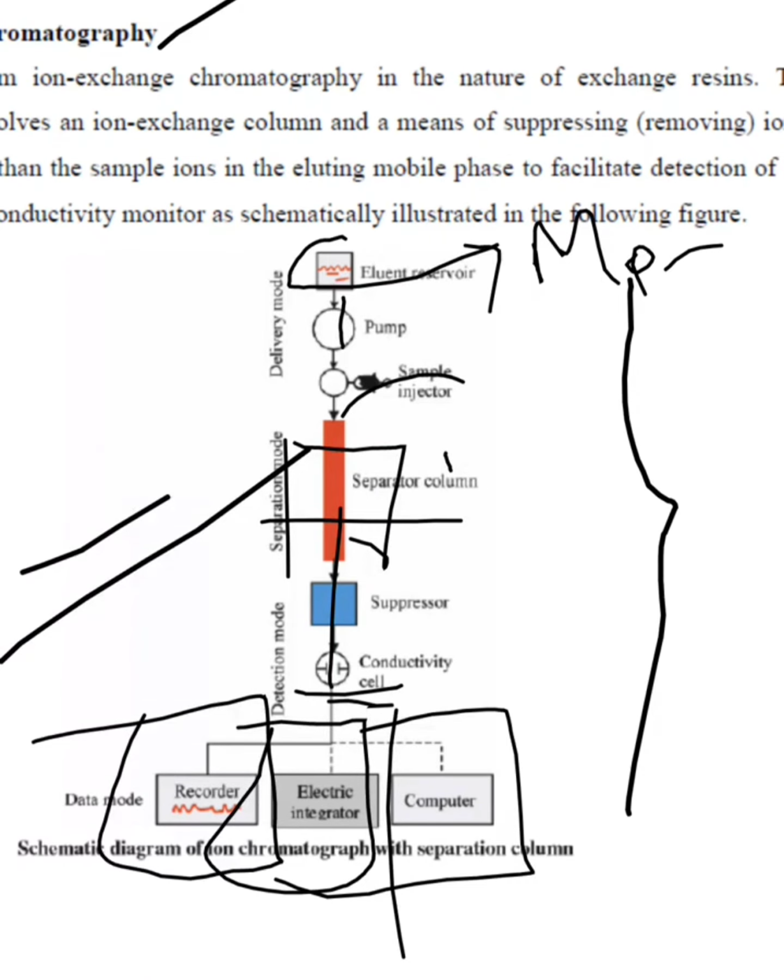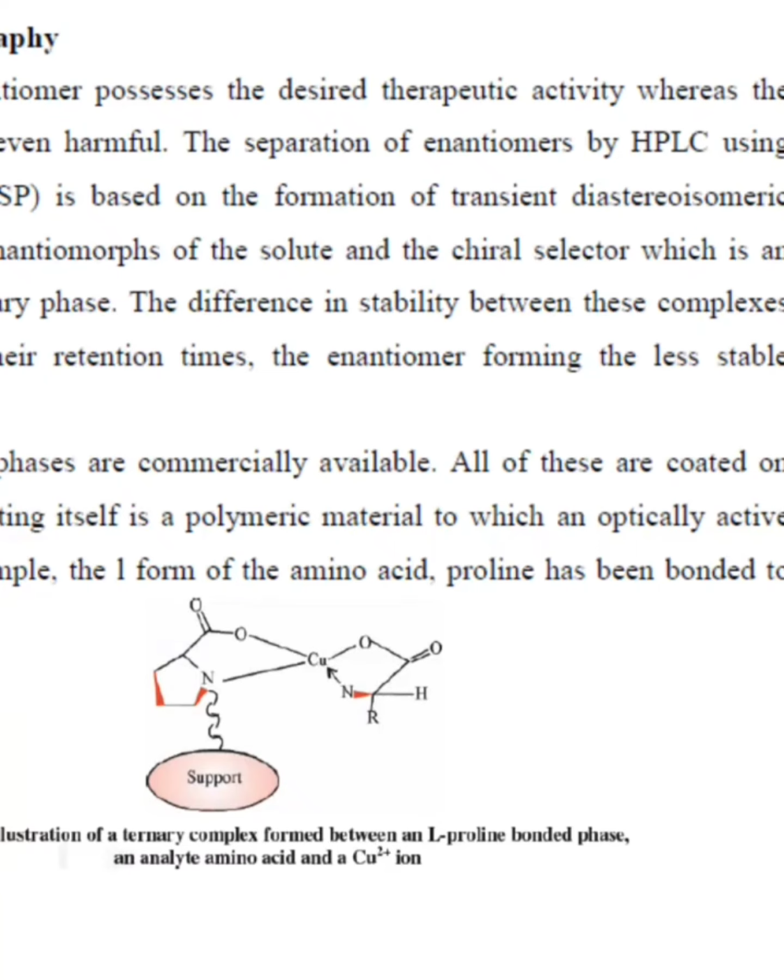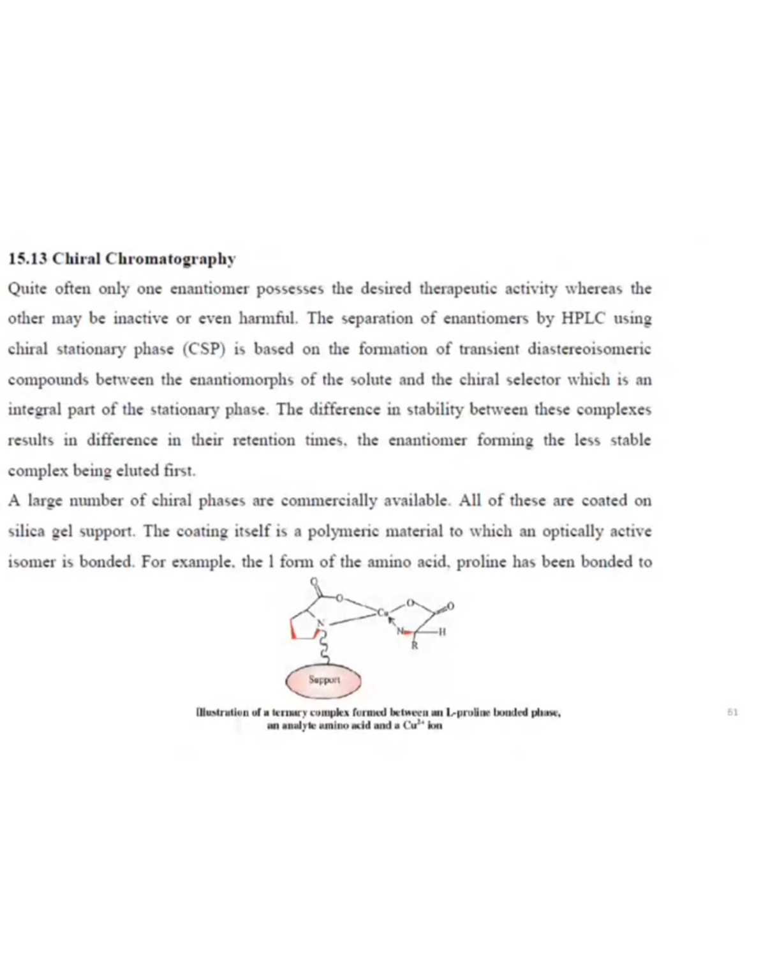That is the principle behind all the chromatography. So next is chiral chromatography. Here, chiral chromatography means we are going to separate the enantiomers, which have the same molecular weight but different structures. So different isomers can be separated using chiral chromatography.